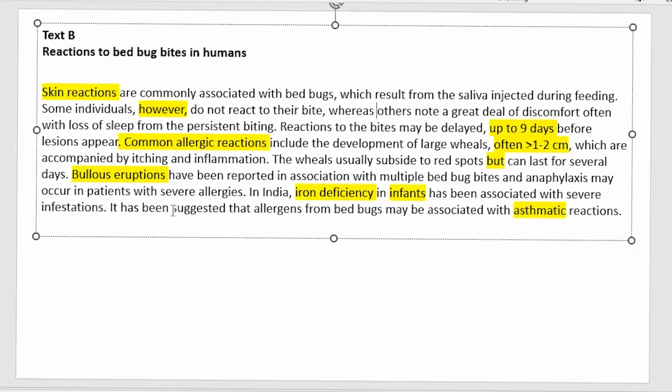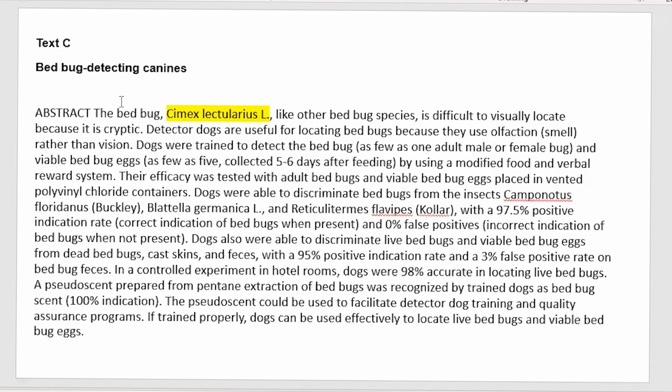If you analyze this paragraph, you can find the frequency expression, sequential expressions, then the numbers. You can also find a contrast word here. Then it is mentioned about the age group, that is infants, and yes, bullous eruptions. Just have a look at the keywords which have been highlighted here, and you can highlight the same in your text B too. Yes, next is text C. Text C is bedbug detecting canines.